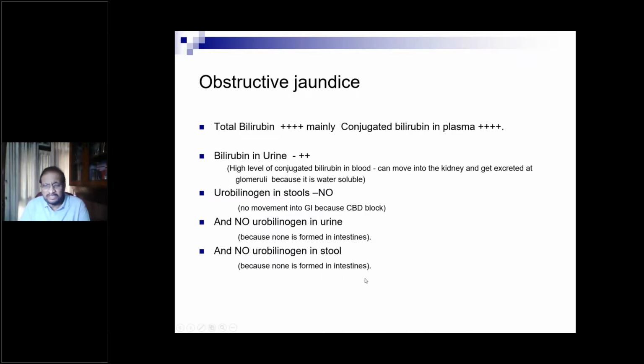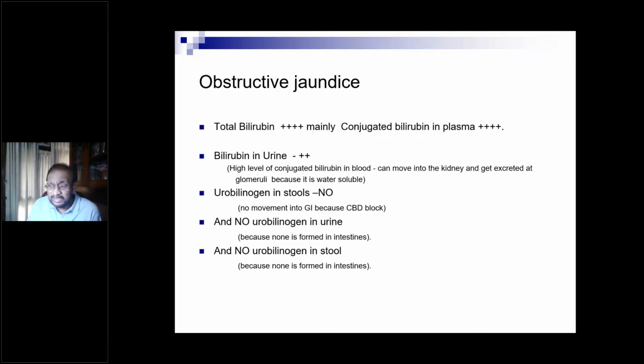Now, what happens in obstructive jaundice? If you remember this, it will give you a clear picture of any kind of jaundice. So the total bilirubin is raised, mainly the conjugated bilirubin in plasma. We all know that in obstructive jaundice, the conjugated bilirubin rises. Number two, that means the bilirubin now will appear in urine. Why? Conjugated is water soluble, so it will come down into the urine. Agreed? Very clear. Not very difficult. If you remember it that way, you don't have to memorize. So conjugated bilirubin is water soluble and will appear in the urine. Clear? So now you'll have bilirubin in the urine of a patient with obstructive jaundice.